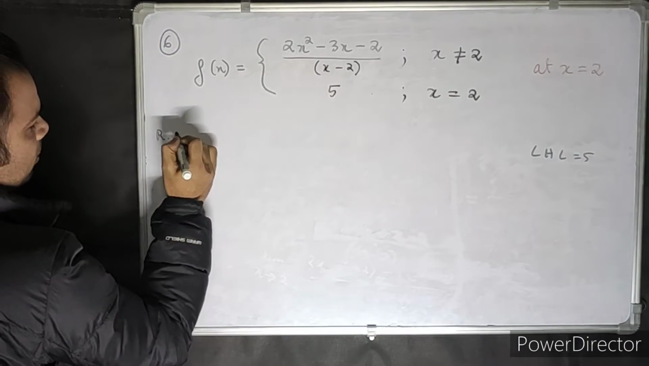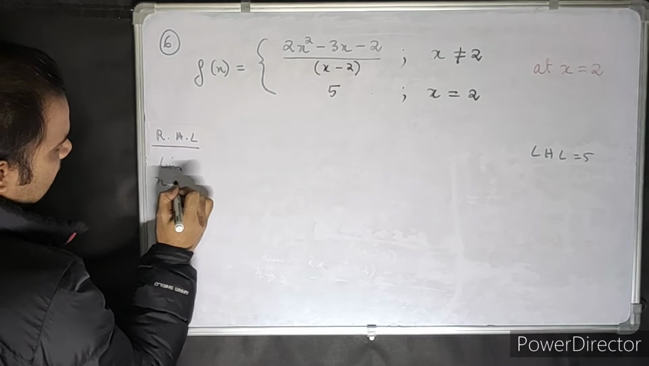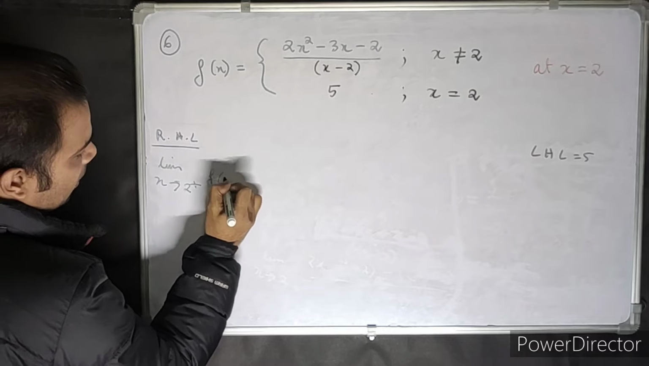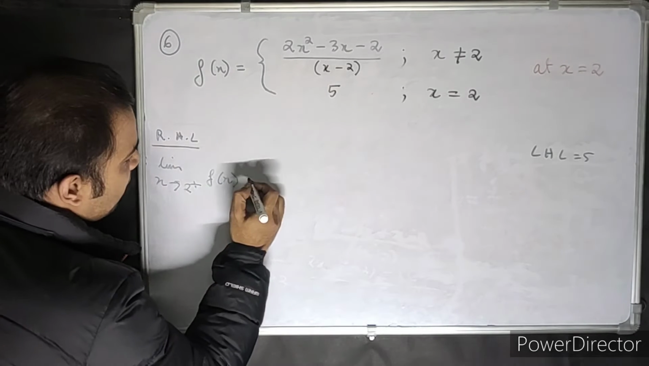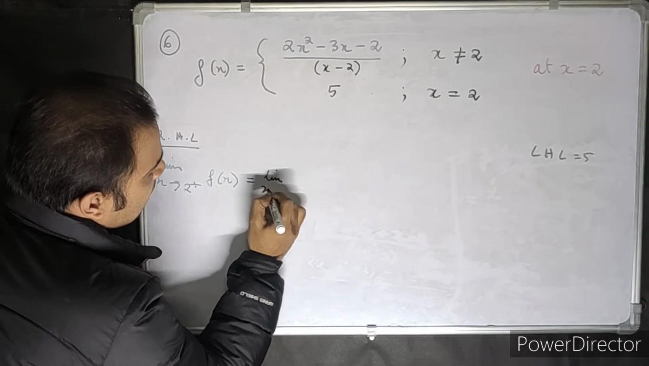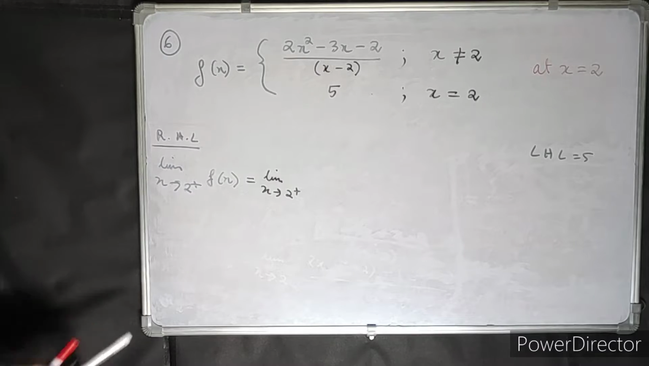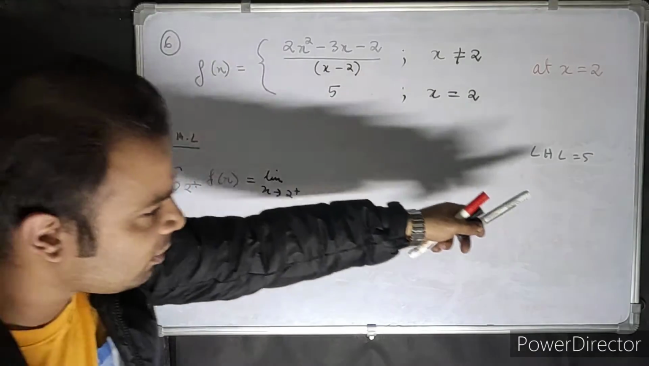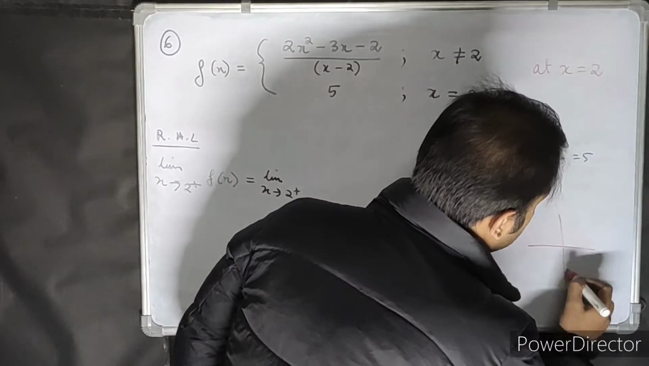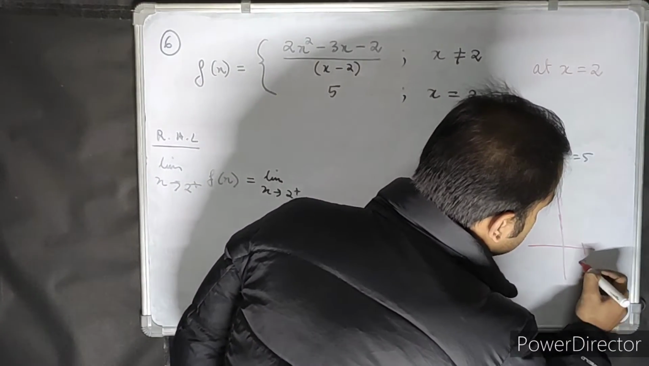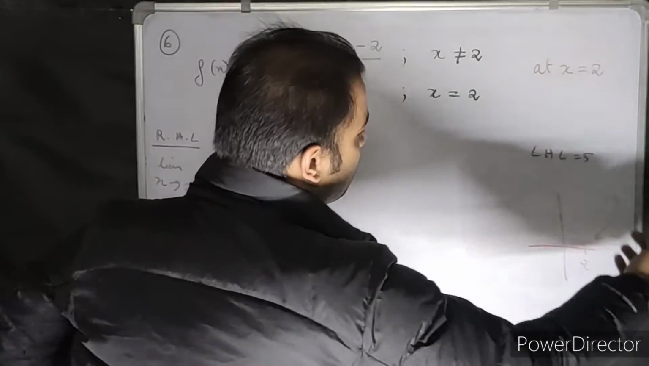Now RHL, what do you have to do? Limit x tends to 2 positive, f of x. Which one will we use? Now look, 2 positive means approaching from the right hand side. The graph is approaching 2 from the right hand side. That means it's not equal to 2, it's greater than 2.